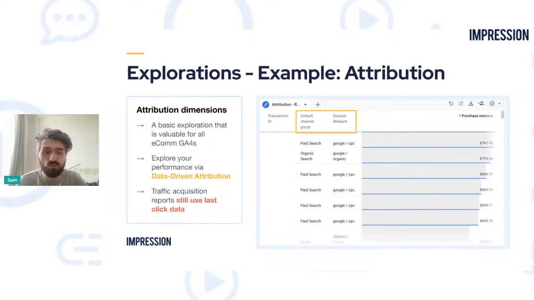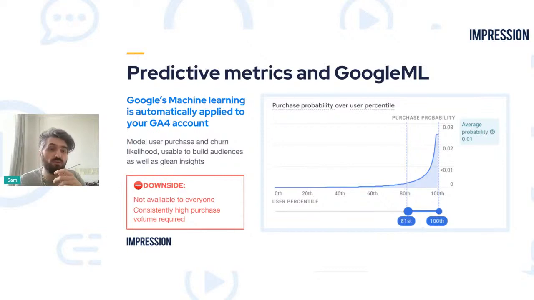This is really important for all e-commerce GA4s, and you should probably set this exploration up if you don't have it already. It's a really simple one to do. You can do it at transaction ID level or just channel level. Very fundamental stuff. Then finally, Google's predictive metrics have so much potential.